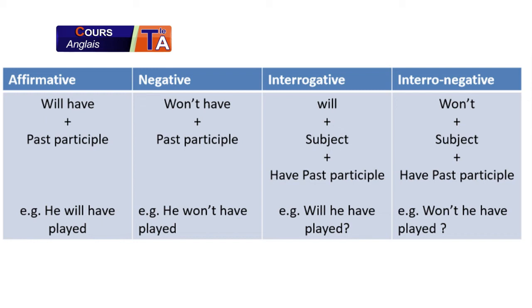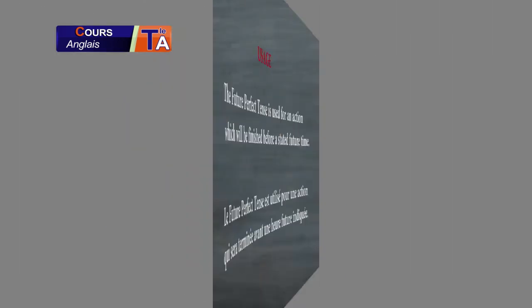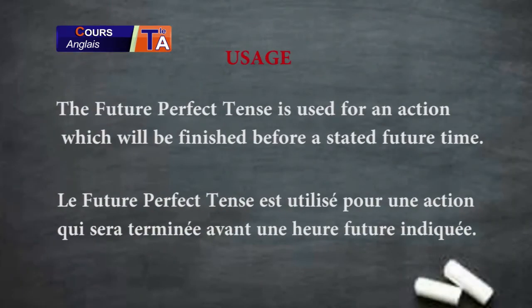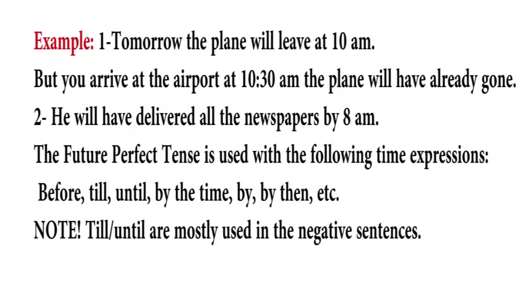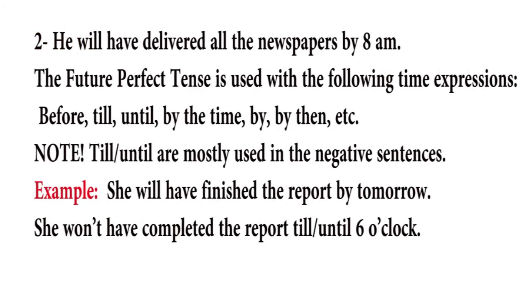Now, when is the future perfect tense used? It is used for an action which will be finished before a stated future time. Example number 1. Tomorrow, the plane will leave at 10 a.m. But you arrive at the airport at 10:30 a.m. The plane will have already gone. Number 2. It will have delivered all the newspapers by 8 a.m.